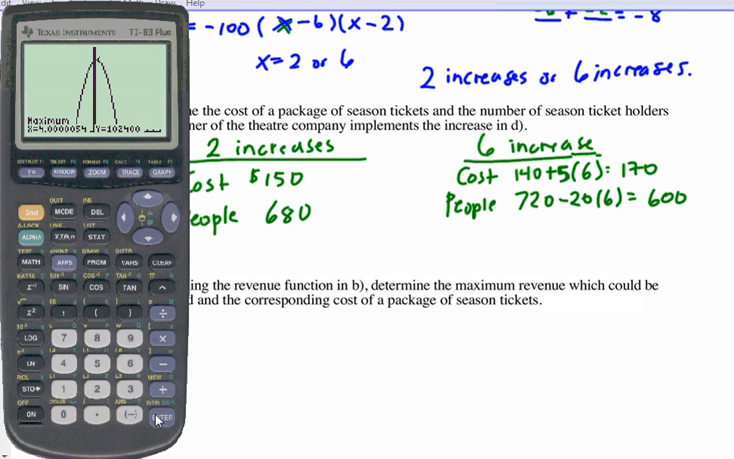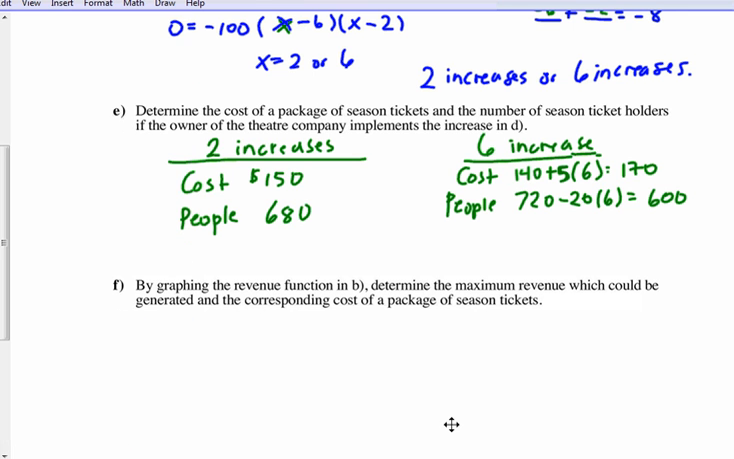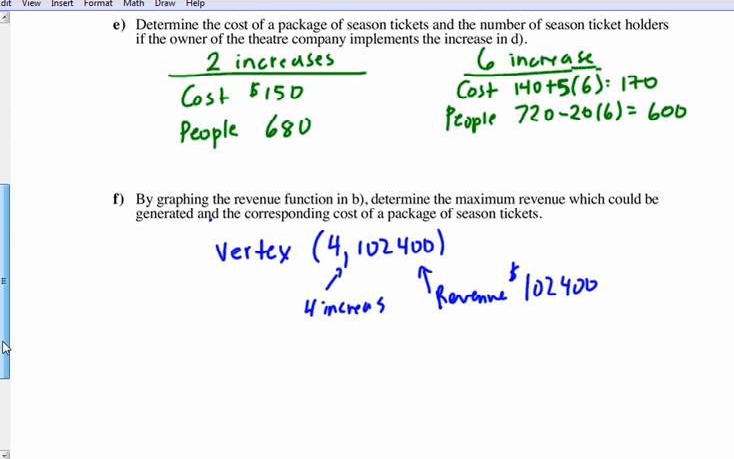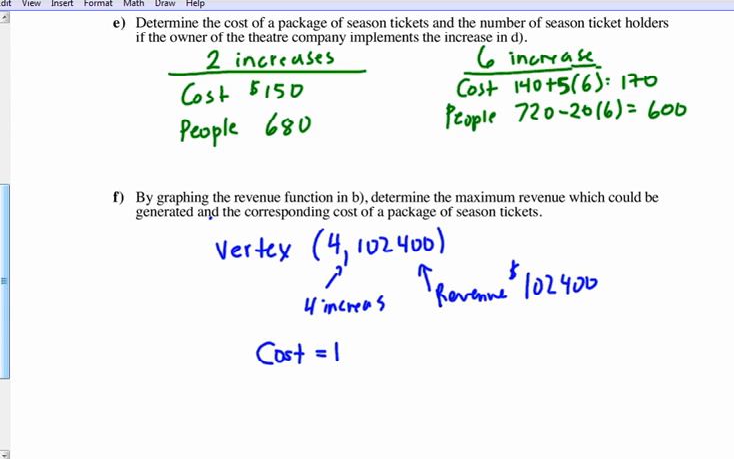So add $20 to every ticket. 4 increases. Okay, so our vertex was 4, 102,400. And so that means we want 4 increases, and our revenue would be $102,400. And so then what should our cost be? Cost was 140 plus 5 times the number of increases. So we're adding $20. 160 bucks should be the price of a ticket.